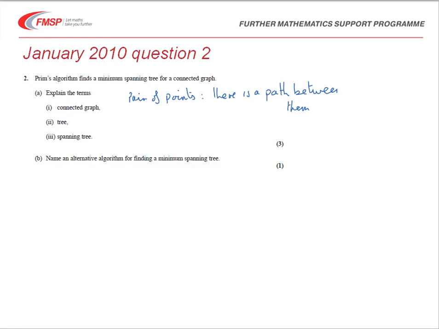A tree is a graph with no cycles. That's the important thing to get in when you're looking at the definition of a tree. It says no cycles. A spanning tree is obviously a tree, but it's a tree which includes all vertices of the graph.